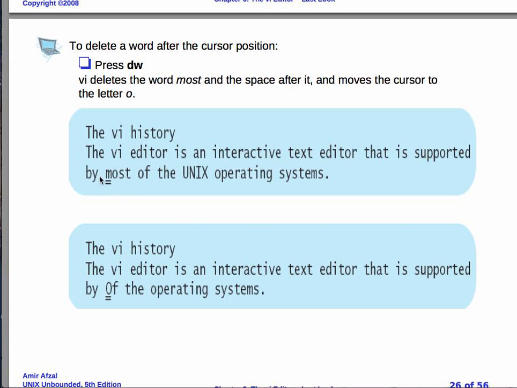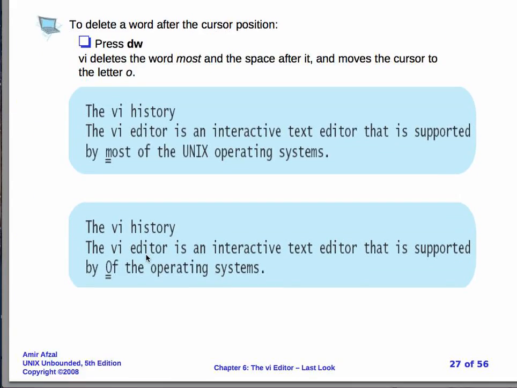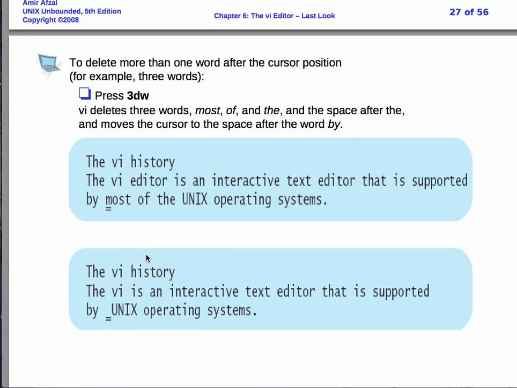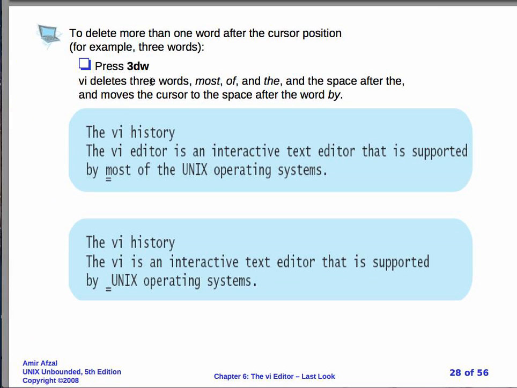If you were over here and you use dw, you will delete this word. It should be a lowercase o. So what happens is when you're over here, you delete a word, you remove the word and the space after it. Okay, and then you can do different numbers of cuts. So you can cut 3 words, if you're positioned over here and you say 3dw, you cut 3 words, and then you can paste it elsewhere.